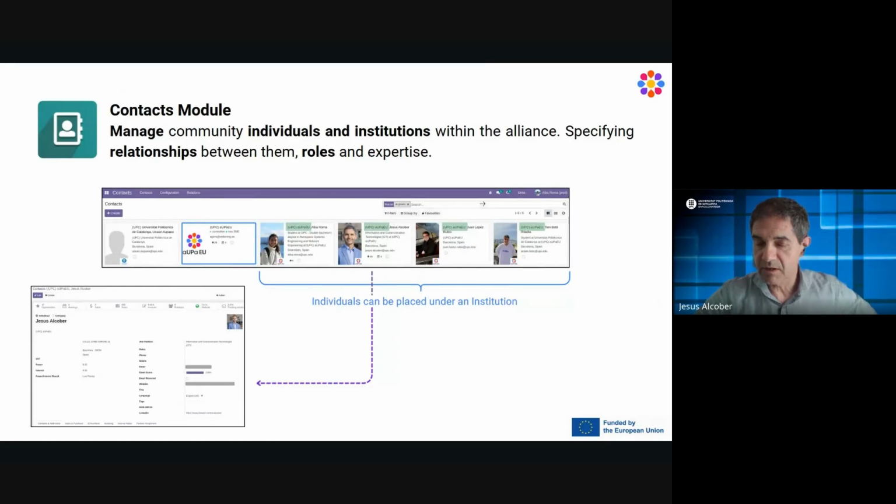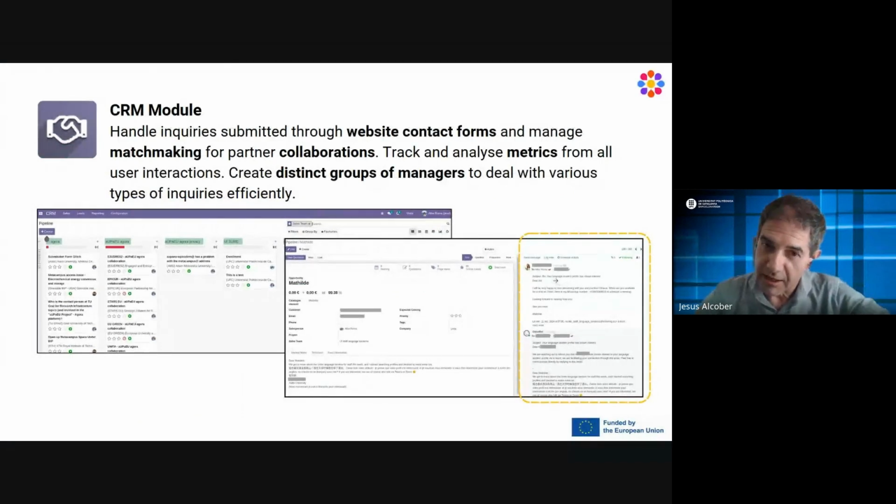I will go through this quickly. We have different modules. There is the contacts module. We have here a directory of people because it's important to know the stakeholders of the alliances. This is a CRM module. In the CRM module, we are managing the different inquiries. For example, in Unite, we are dealing with all the inquiries.